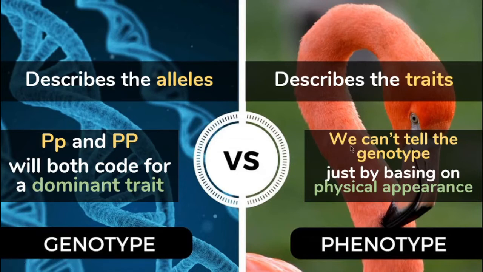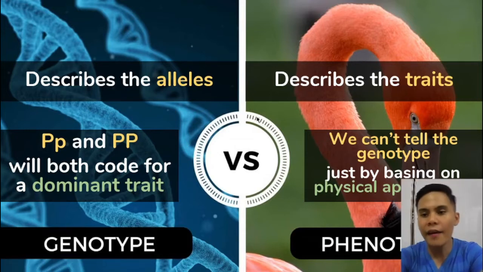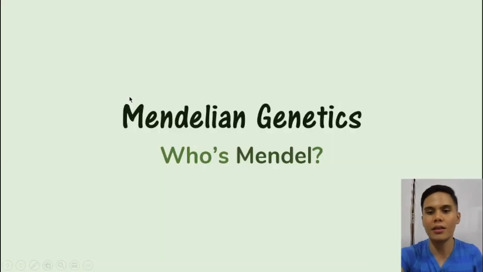That's the genotype. It describes the alleles of the trait. On the other hand, if you're just observing the organism, that's called the phenotype, the physical characteristic. So again, genotype for the genes and phenotype for the physical appearance. So we can't tell what genotype it is basing on the physical appearance. It can be homozygous dominant, or heterozygous, or perhaps even recessive. We'll find out how later on. So just remember that genotype is for alleles and phenotype is for the physical traits.